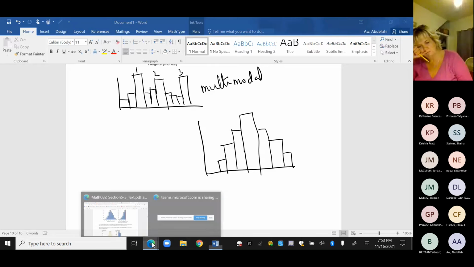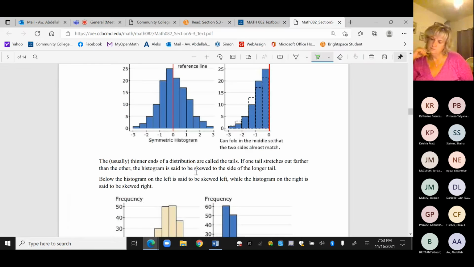But in the context of histograms, even if when you fold it you see a difference between the bars right here, if that difference is not very exaggerated, we can say, you see the word almost right here, they almost match. When you fold in the middle, if they almost match, then you can say this is symmetric, okay?